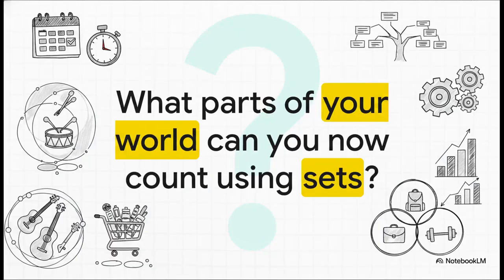And that's it. You've got the toolkit. From your friends who are also coworkers to your songs that show up on multiple playlists, the logic of cardinality and sets gives you this incredibly powerful way to organize your world and avoid double counting. So the real question is, now that you know how it works, what parts of your world can you finally organize and count with perfect clarity?